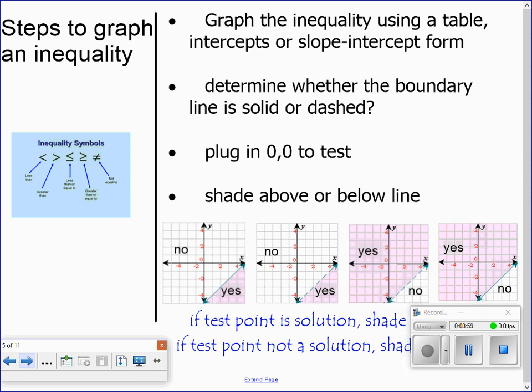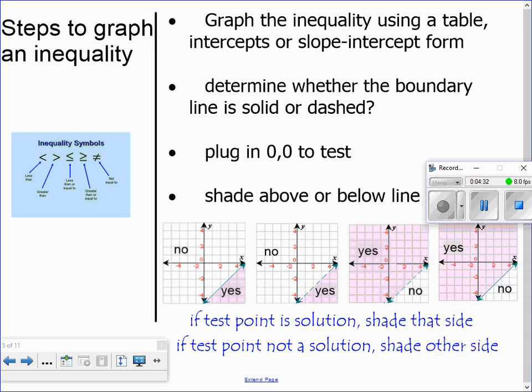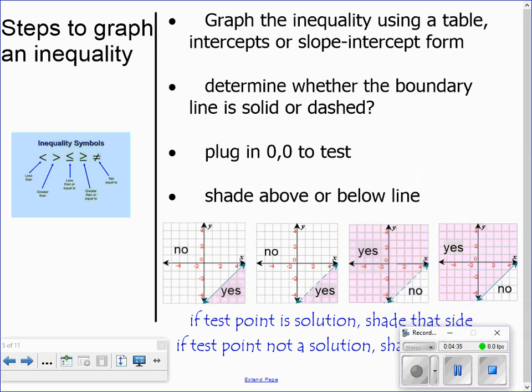So by looking at that inequality symbol, greater than, less than, or greater than or equal to, less than or equal to. And then you want to plug in a test point, such as (0, 0). And you're plugging in the test point to figure out where you should shade. If the test point is a solution, which means that when you plug it into the inequality, it makes the inequality statement true, then you want to shade in the region where the test point is located. If it is not a part of the solution, then you want to shade on the other side. You want to shade in the region that does not include the test point.